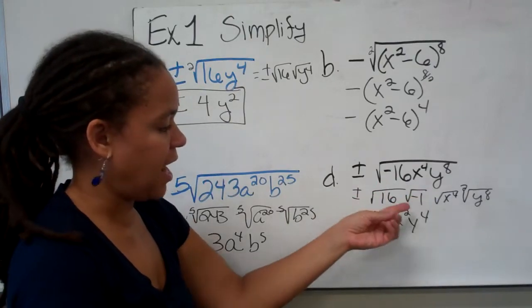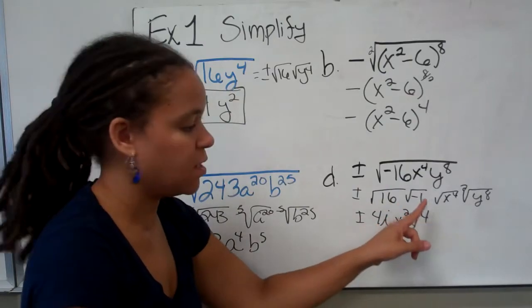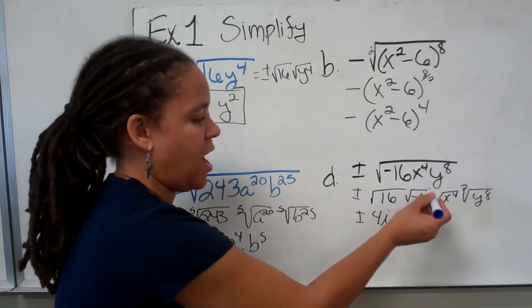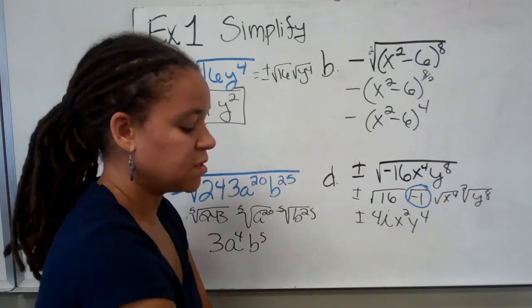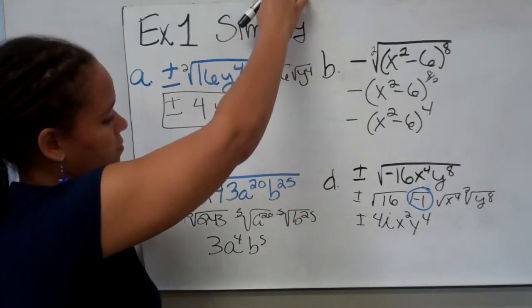So we took that i out by breaking down the negative 16 into 16 and negative 1. And this is the unit i, the imaginary unit i. So that's what you would do whenever you see a negative under a square root. All right.